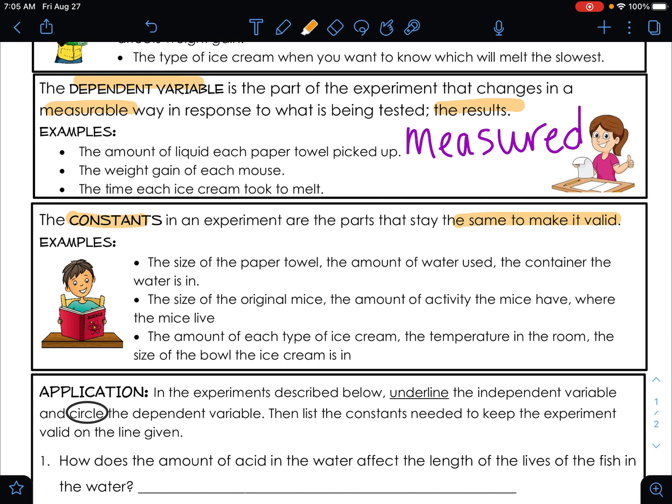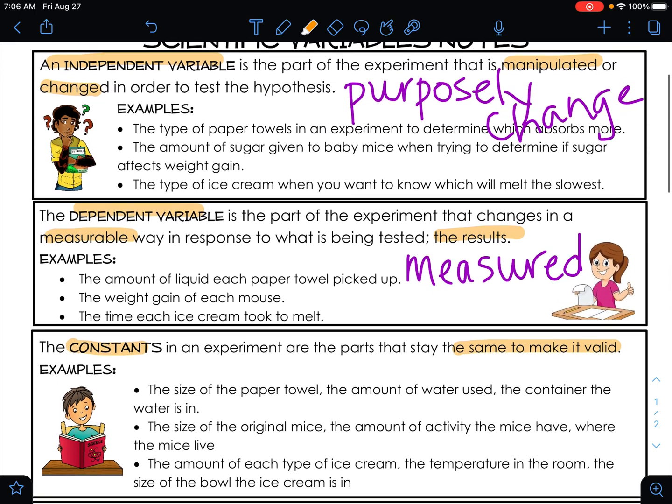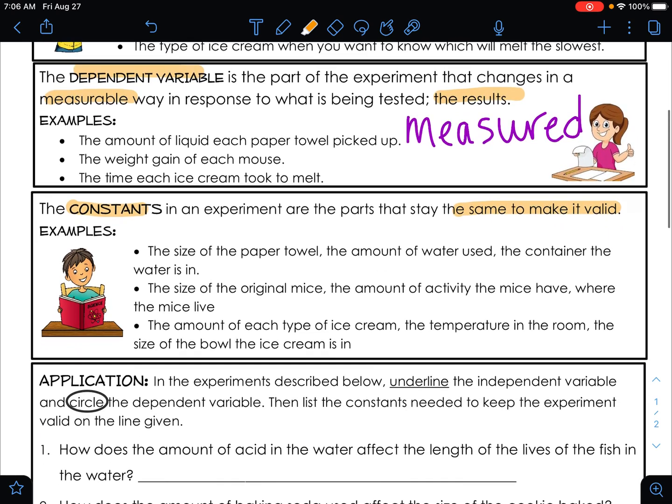So in this example with the paper towels, what's going to have to stay the same is the size of the paper towel, the amount of water used, the container the water is in, the type of water, whether it be distilled water or tap water. Everything has to stay the same. The only thing that is different is the type of paper towel, the brand of paper towel.